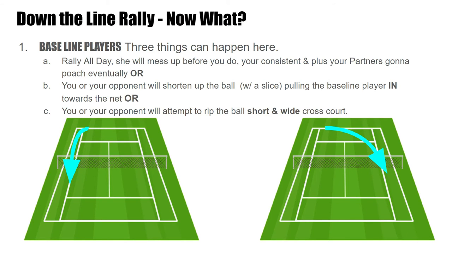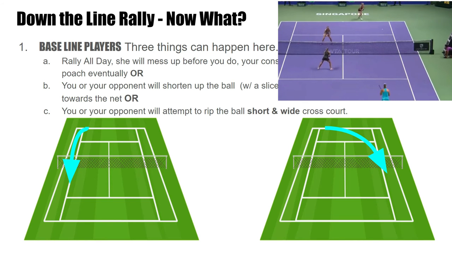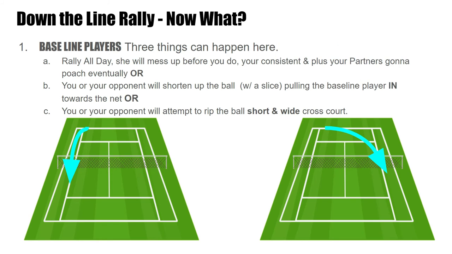All right, now you're in this rally. Now what? Well, you have 3 options. Option number 1, go ahead and do the rally. You can rally all day. Just be consistent. Remember, your partner is there. They're going to fake the poach. They're going to throw your opponent off and help you to be able to come in and hit a great shot. Or they're going to poach that ball.